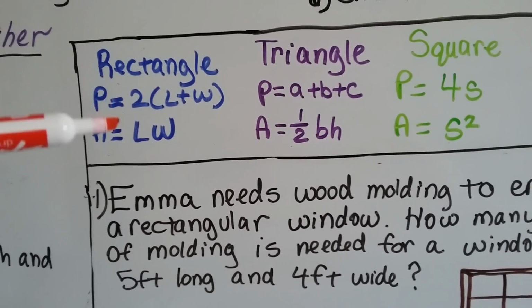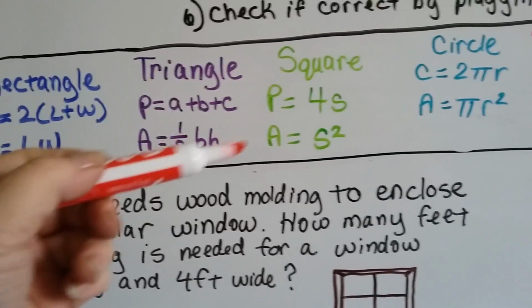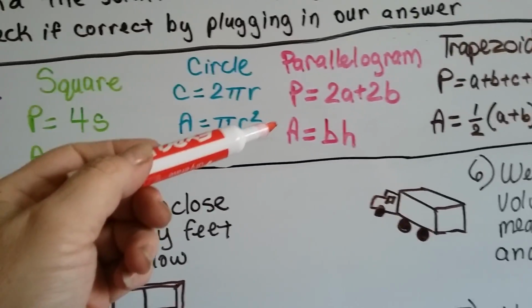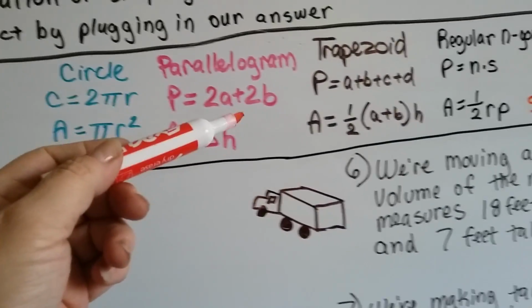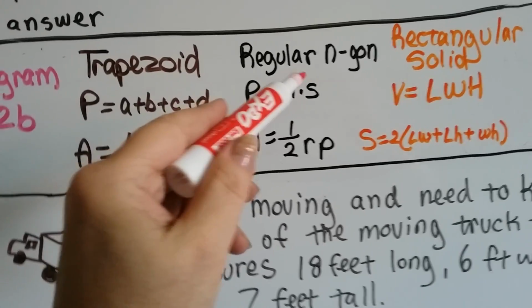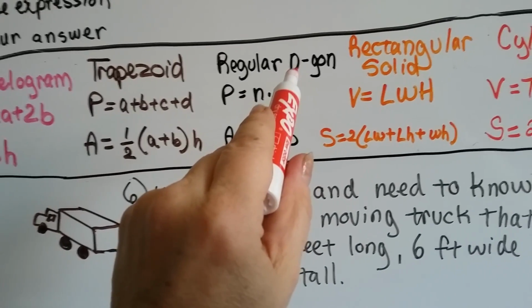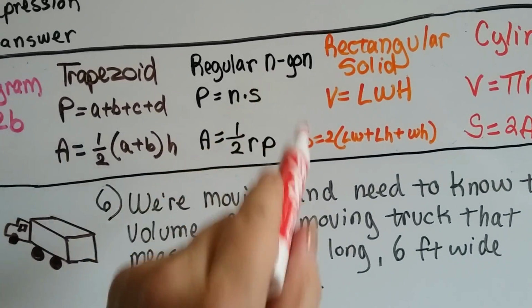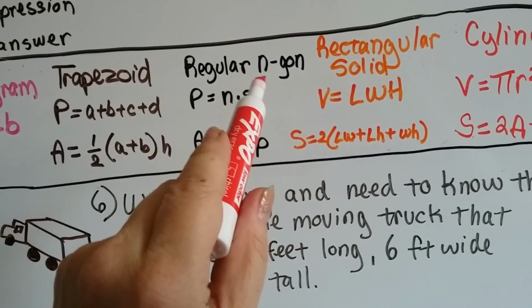We've got the perimeter and area of a rectangle, a triangle, and a square. We've got the circumference and area of a circle. We've got the perimeter and area of a parallelogram and a trapezoid, or a regular n-gon. You know, that means we can put any number here. N stands for number. So it could be a 28-sided polygon, and that would be an n-gon, see?